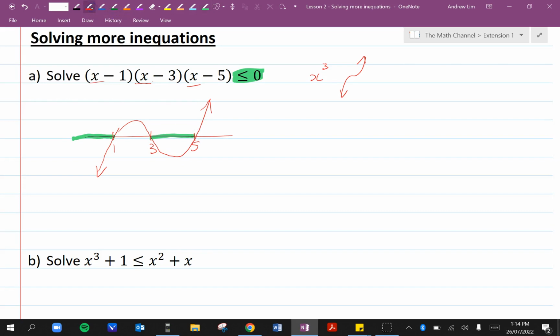So our answer, or the solutions to this inequation, is x is less than or equal to 1, and 3 is less than or equal to x, which is less than or equal to 5.